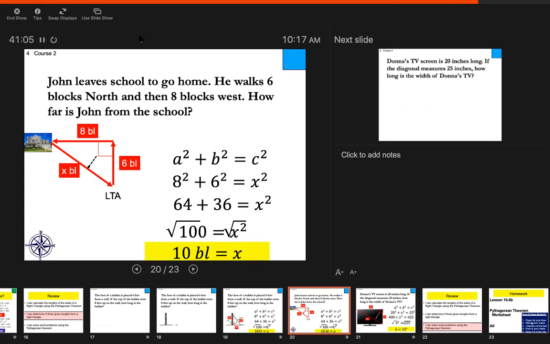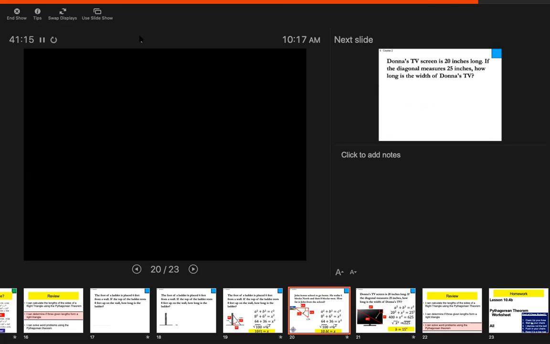Are we okay? I didn't give you a shadow one. A shadow is a common one. A shadow one would look like this. You got a building.